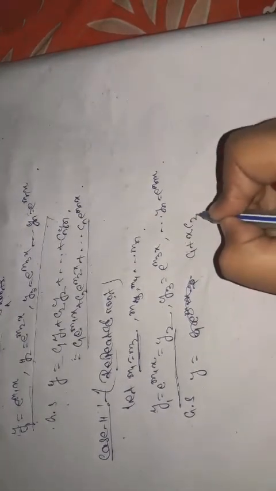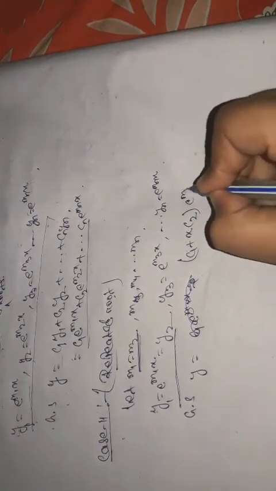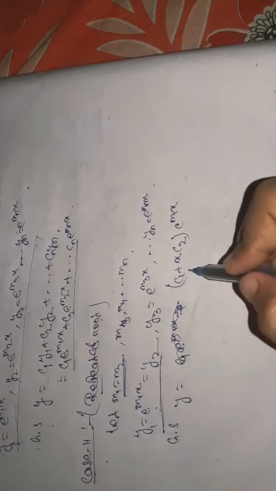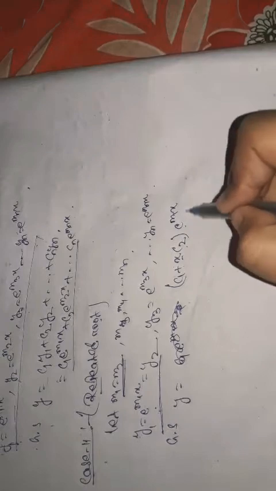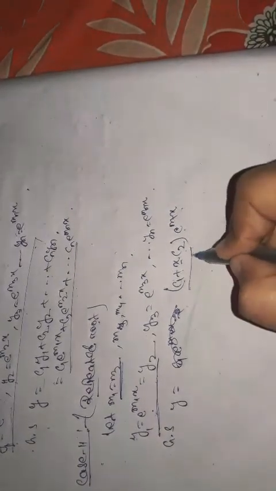Then our general solution is y equals, since these two are the same, c1 plus x c2 times e to the power m1x, because here these two roots are the same, so y1 and y2 are the same solution. If two solutions are the same, then we write c1 plus x c2, and e to the power m1x is common. This is the formula. There is nothing to derive here, just remember the formula directly.